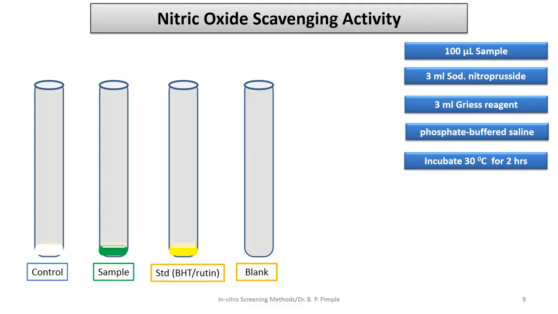Next, you add 3 ml of sodium nitroprusside solution. The next step is to add sodium nitroprusside because we need to generate the nitric oxide. Nitric oxide is generated, and then Griess reagent is added. Upon addition of Griess reagent, later the blank solution is to be added with phosphate buffer saline solution, and we need to incubate this at 30 degrees for 2 hours. This incubation generates nitric oxide in the test tube because sodium nitroprusside is there, water is there, so it leads to generation of nitric oxide.